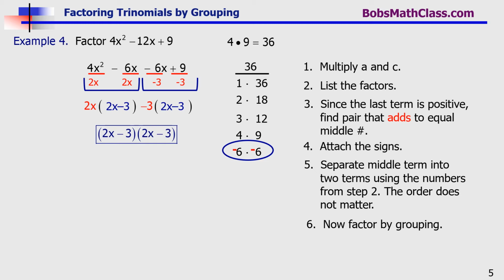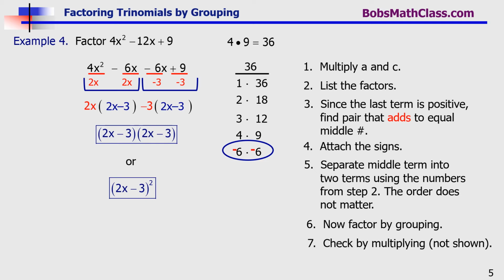Notice that these two binomials are exactly the same. So another way of writing it is 2x minus 3 squared. There's a special name for this trinomial. It's called a perfect square trinomial. We're going to talk about this topic in the next video. So we'll keep this problem in mind. Whenever the binomial is written twice, and then you can write it as a square, it's called a perfect square trinomial. Don't worry too much about it right now, but we're going to do that in the next lesson.